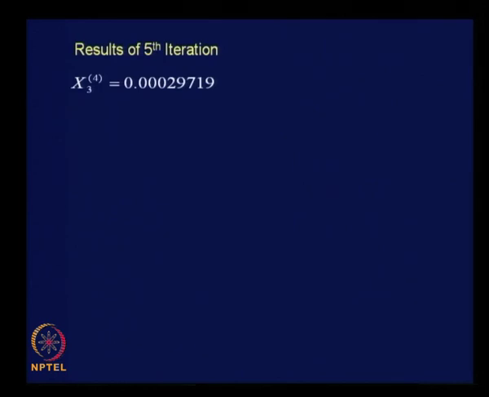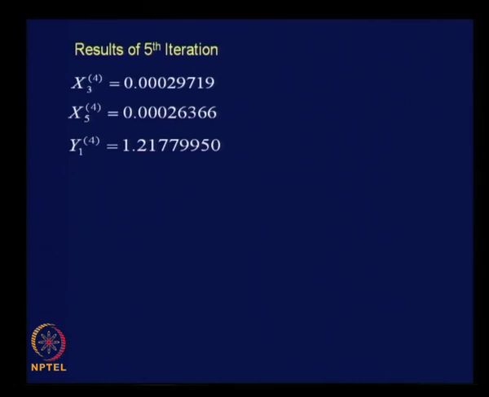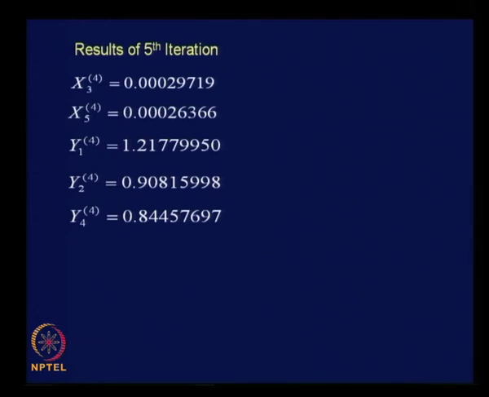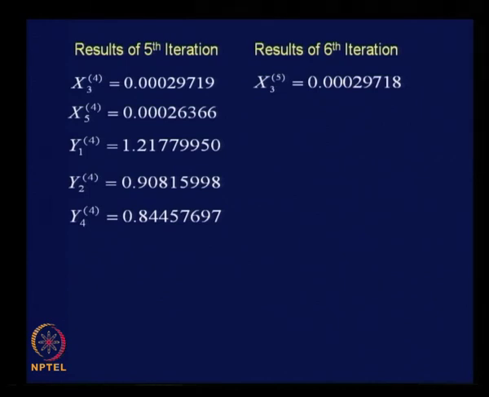This is the value of x3 you are getting on completion of the fifth iteration, right, and x5 value is this, y1 this much, y2 and y4. Then let us do the sixth iteration also and get the corresponding values. Now we are getting the x3 value to be this much.